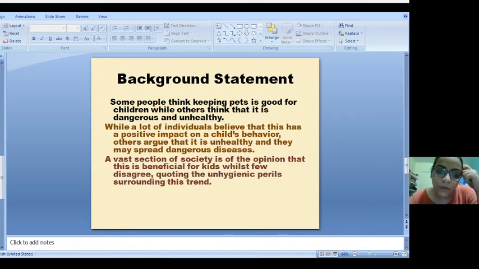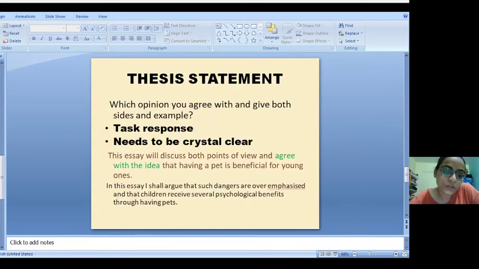Another way is a vast section of society is of the opinion that this is beneficial for kids while few disagree, quoting the unhygienic parallel surrounding this trend. So this is just another way of writing the background statement. So students, till now we have learned about the general statement, we have learned about the background statement. Now comes third and the most important thing, which is a thesis statement.